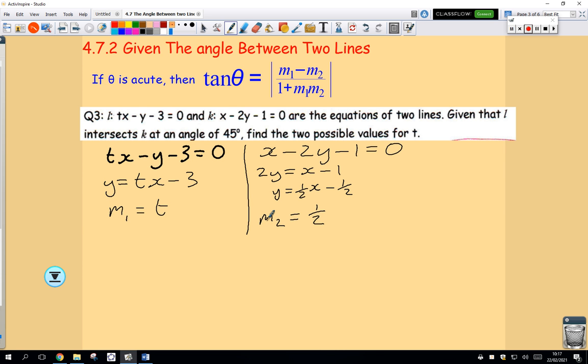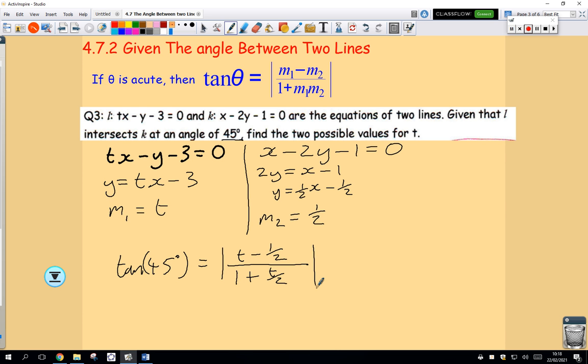I want to apply my formula. We know that if theta is acute, then tan of theta is equal to the absolute value of this. Here we're given that theta is 45. So tan of 45 degrees is going to equal the absolute value of m1 minus m2, well that's t subtract a half, all over 1 plus m1 m2, that's 1 plus t times a half, which will be t over 2.